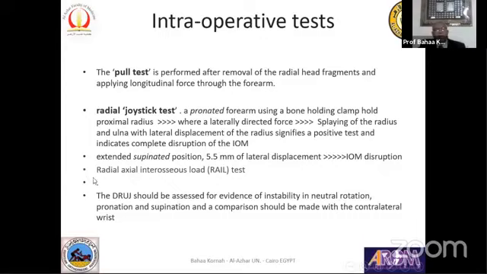And this is another test, the radial axial interosseous loading test. This is during surgery when you are open and you can make an axial load on the radial head and there will be displacement. Also, don't forget to examine the distal radio-ulnar joint.